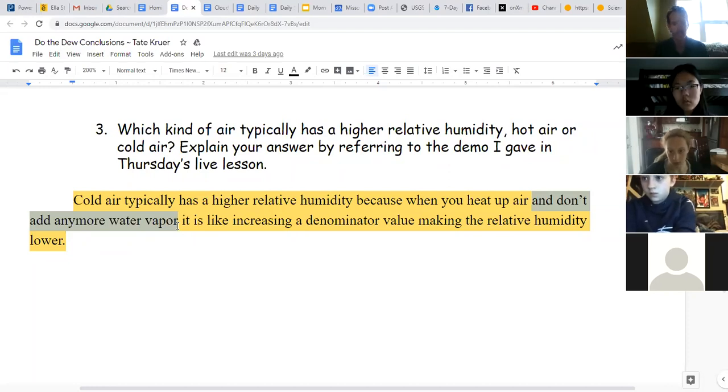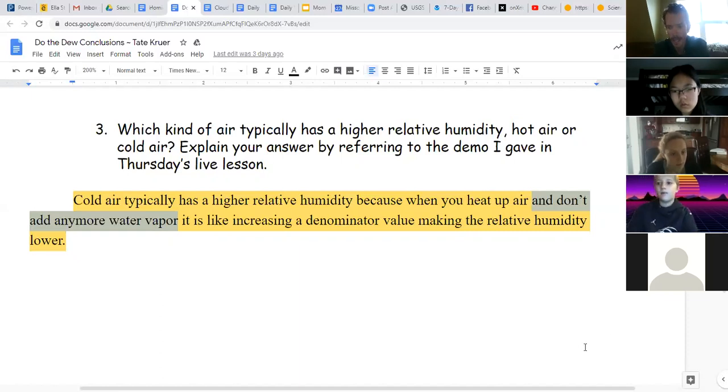If that math stuff is hard to follow, I would go back to Thursday's live lesson demo, where I had a really small cup and I filled it all the way up. It was 100% saturated. Then I grew the denominator value. I grew it to a larger and larger cup, which means it can hold more and more, but I didn't add more vapor. I didn't add more water. So it looked less and less saturated. That's a review from last week, something that will be on the quiz.